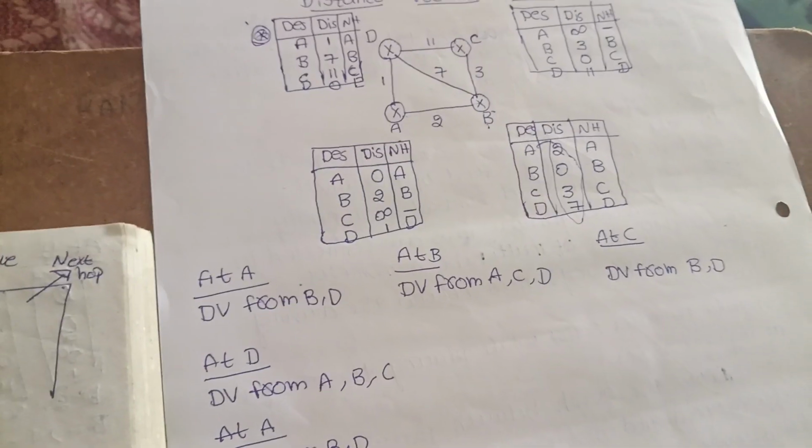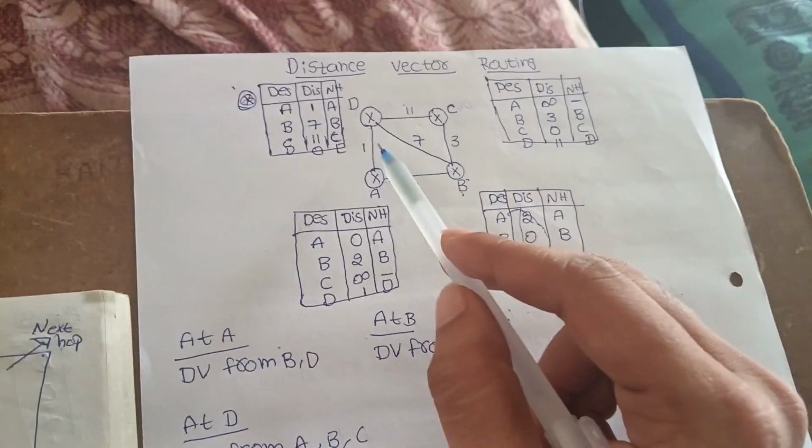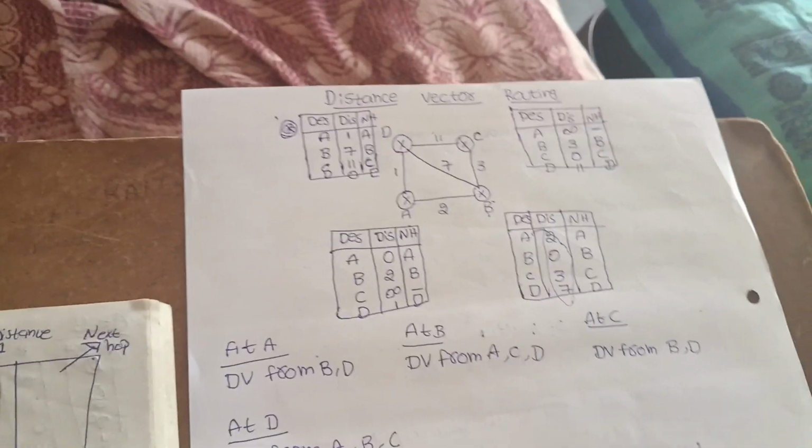We want to take the minimum distance. Minimum distance means here we check 11, 3, 4, 1. Total is 15. It was a long distance. So we want to remove this.